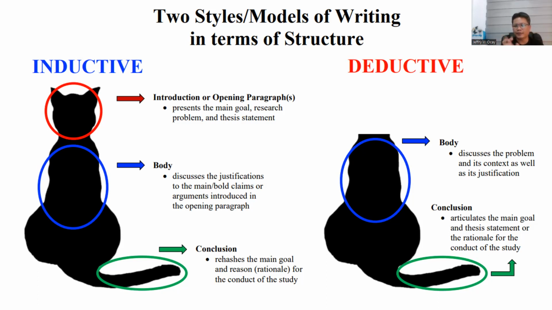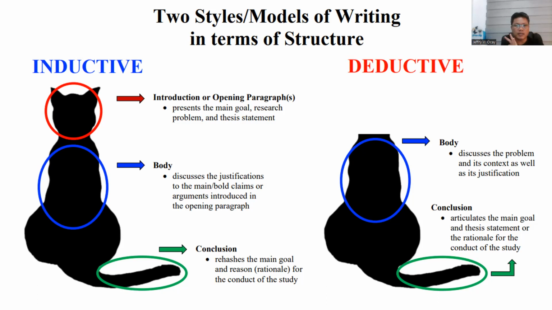Again, in the deductive style of writing, the author discusses right away the research problem or gap that he or she wants to see addressed in the paper, as well as the context and justification to his or her arguments. And it's only after the author has articulated the problem as well as the context and justification that, in the concluding part, he or she articulates the main goal, the thesis statements, and the rationale of the study.